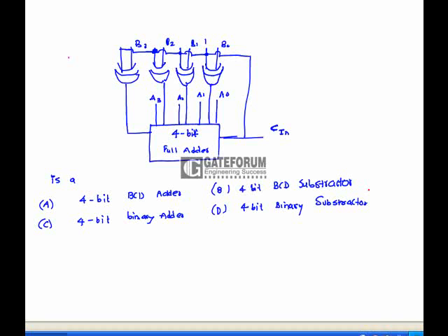A 4-bit full adder is shown in the diagram, as well as B0 is passed to the exclusive OR gate, as well as 4-bit data, that is A0, A1, A2, A3, and B0, B1, B2, B3, that is given to the 4-bit full adder, and the data B is passed to the exclusive OR gate. We have to find out what kind of results this network leads to.